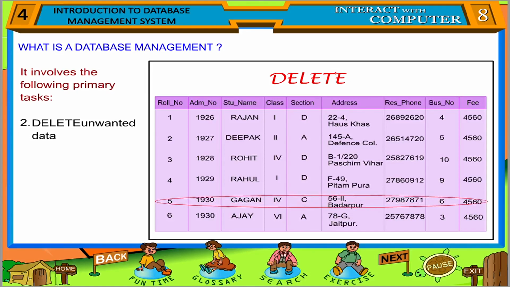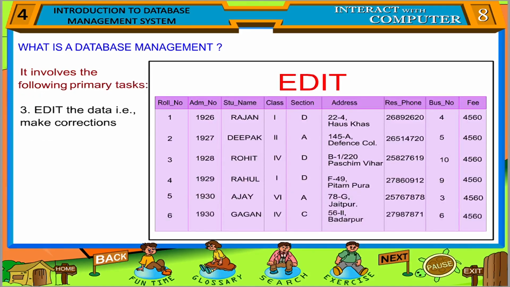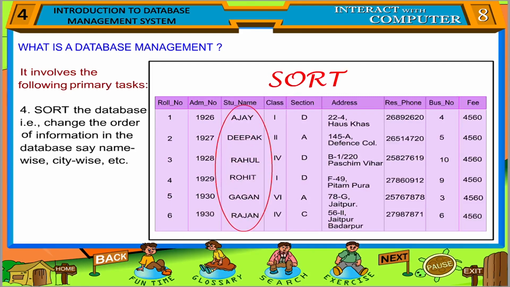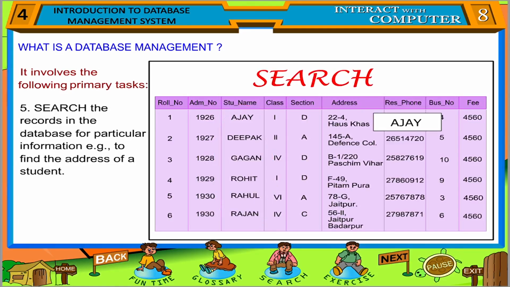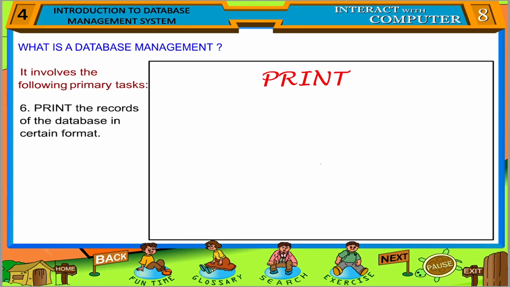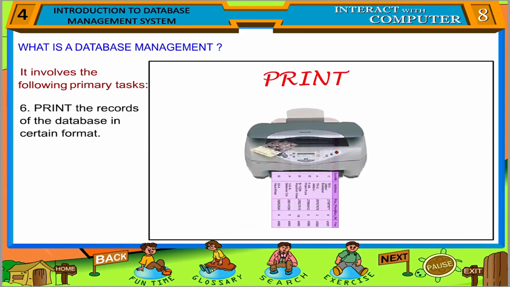Delete unwanted data. Edit the data, that is, make corrections. Sort the database, that is, change the order of information in the database, say name-wise, city-wise, etc. Search the records in the database for particular information, for example, to find the address of a student. Print the records of the database in a certain format.